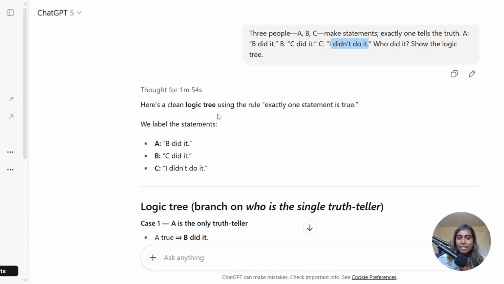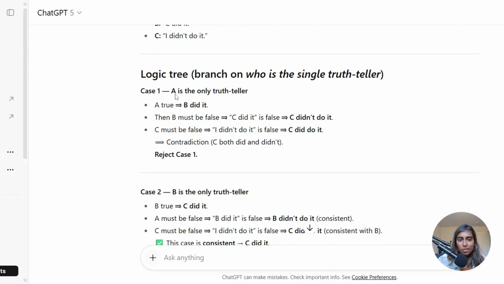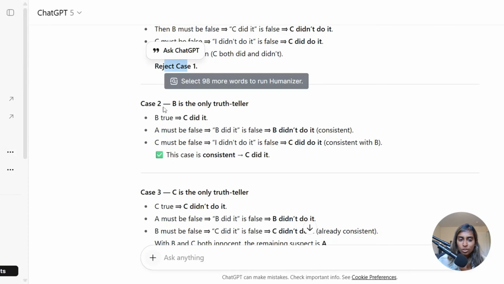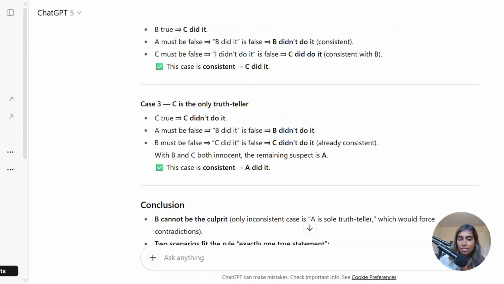So here's a clean logic tree using the rule exactly one statement is true. Case 1, A is the only truth teller. In this case, there's a contradiction. C both did and didn't, so that's not true. Case 2, B is the only truth teller, and this is consistent, so C did it.